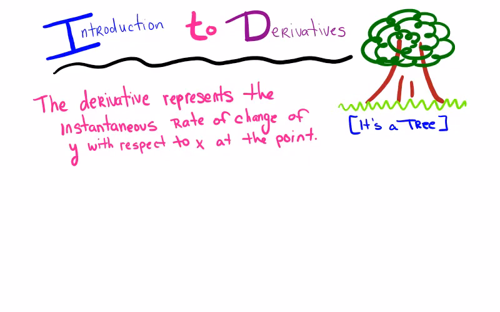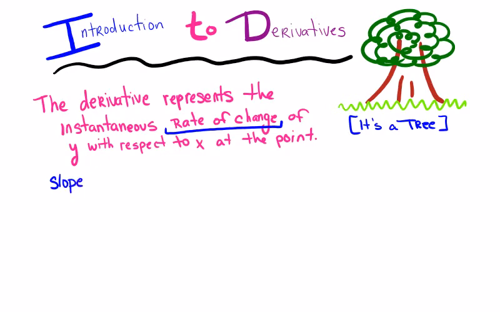Hello, today we are looking at an introduction to derivatives. The derivative represents the instantaneous rate of change of y with respect to x at the point. So now we need to talk about what that means. So rate of change. The rate of change is also the slope.